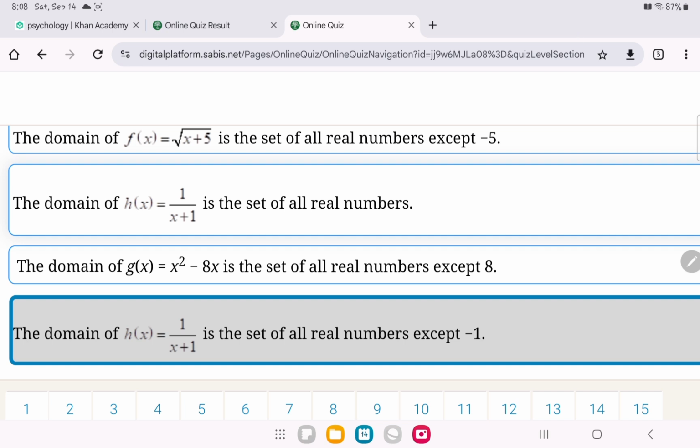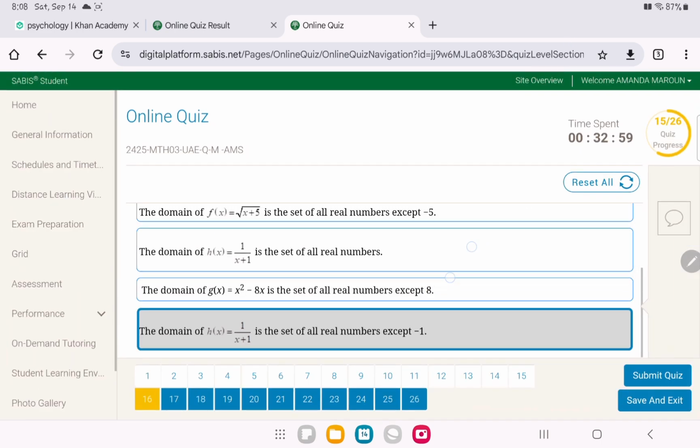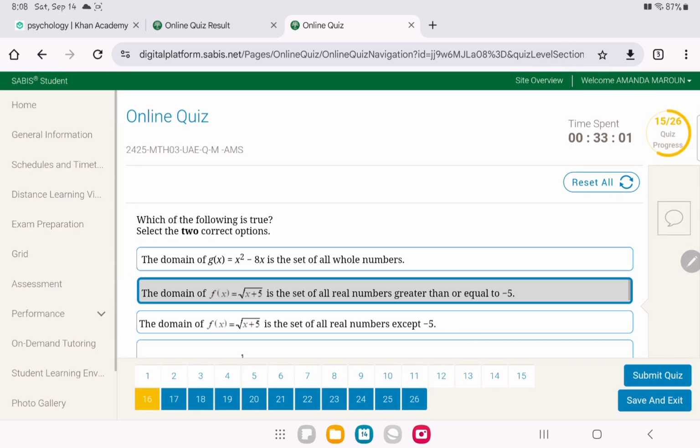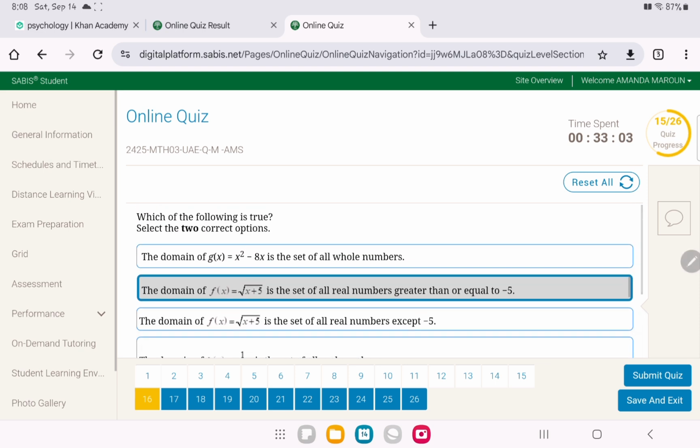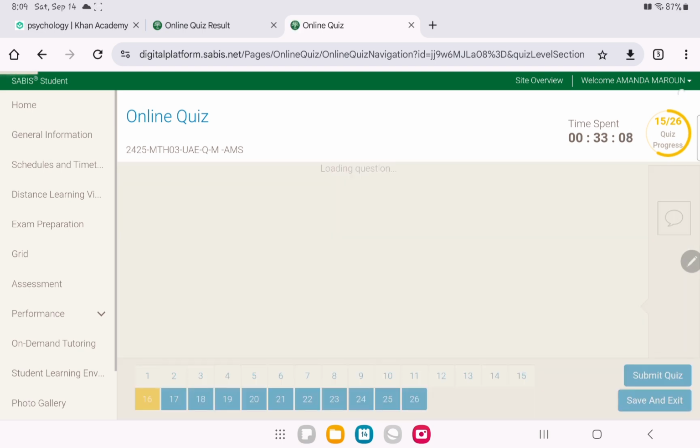And now for the polynomial, we have x squared minus 8x is the set of all real numbers except 8. No, it's the set of all real numbers including 8. There's no exception if it is a monomial. So the only true ones are this one and this one.